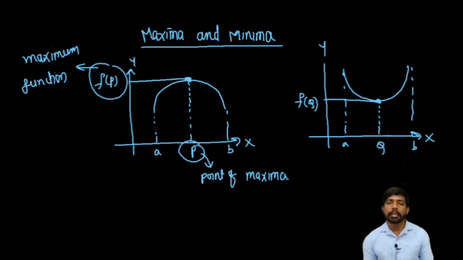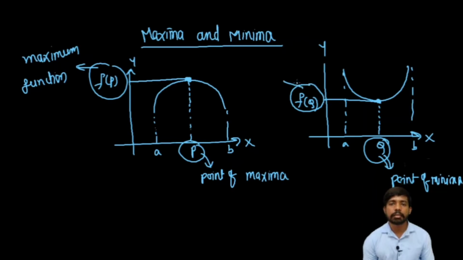Here Q is a point of minima, and here the function value we call a minimum value or minimum function. So this point Q is a point of minima and the corresponding function value is the minimum value.